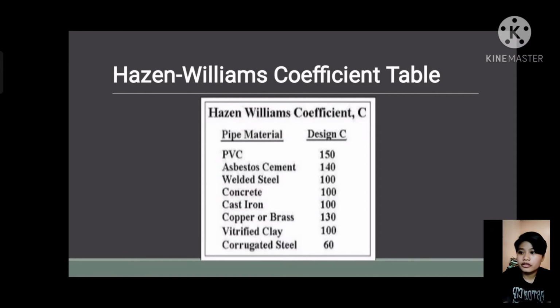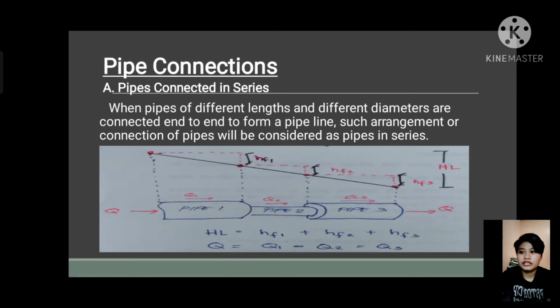So, next are the pipe connections. The first connection is pipes connected in series. When pipes of different lengths and different diameters are connected end-to-end to form a pipeline, such arrangement or connection of pipes will be considered as pipes in series. So, as you can see in the figure, the head loss is the total head loss or the sum of the head loss in each pipe, and the discharge denoted by Q is equal in each pipe.